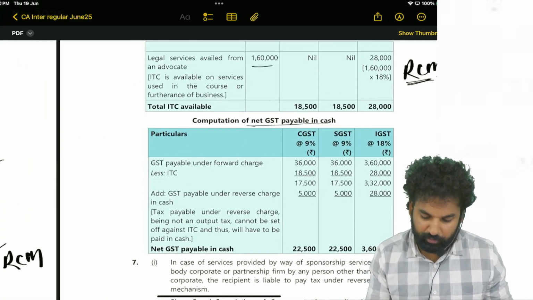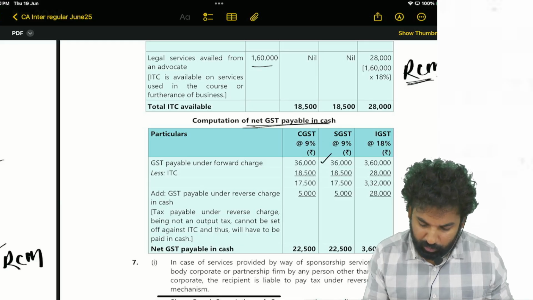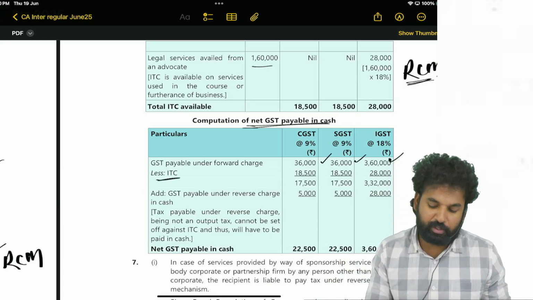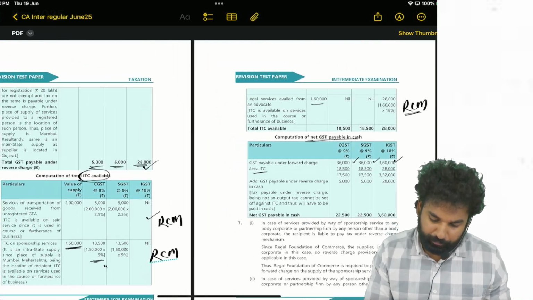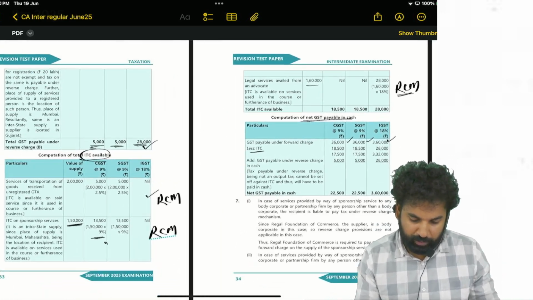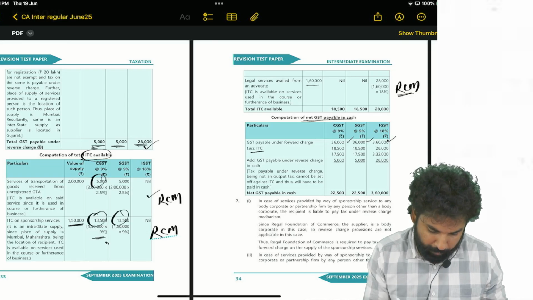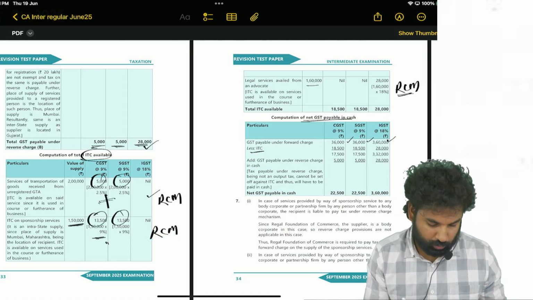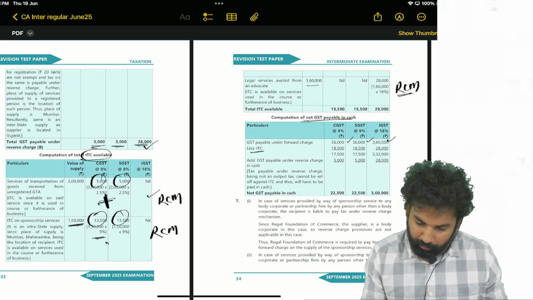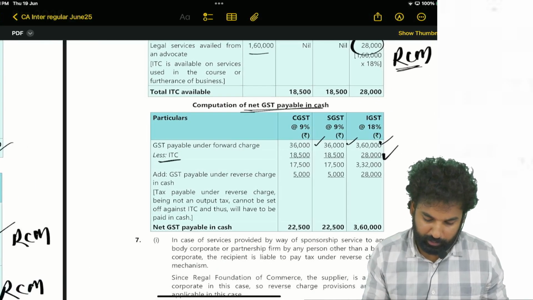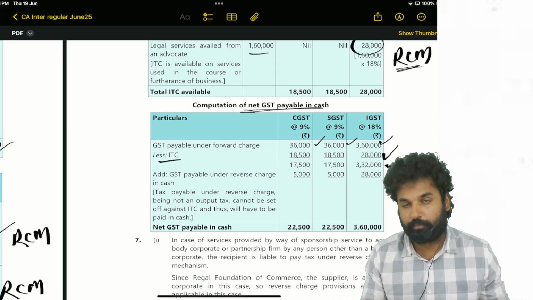Now computation of net GST payable in cash. So this is the amount of GST payable in output or gross liability, less input tax credit. So input tax credit ITC of 18,500 and 28,000 is from where? These two. Okay, these two taken together, 18,500 and 28,000, legal services, IGST. This has been taken, right? Correct. So now 17,500 is the gross amount payable.